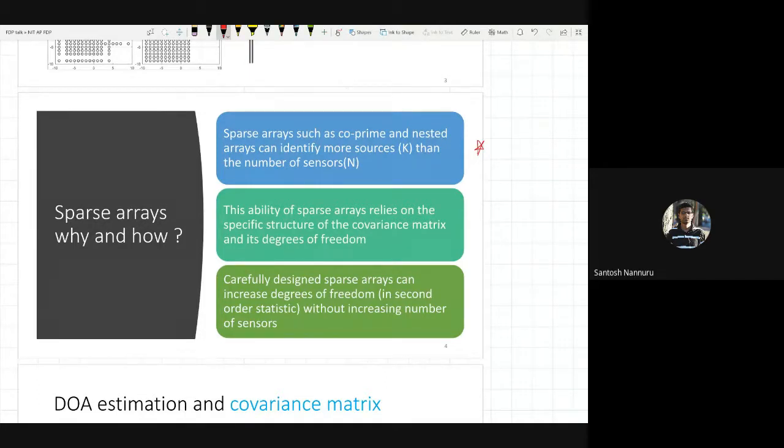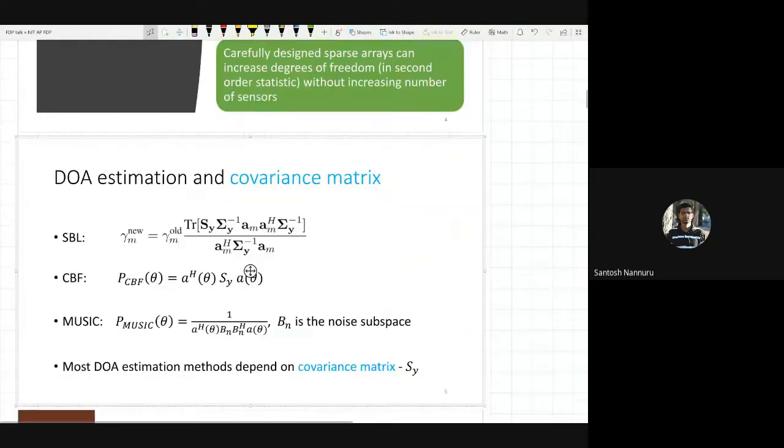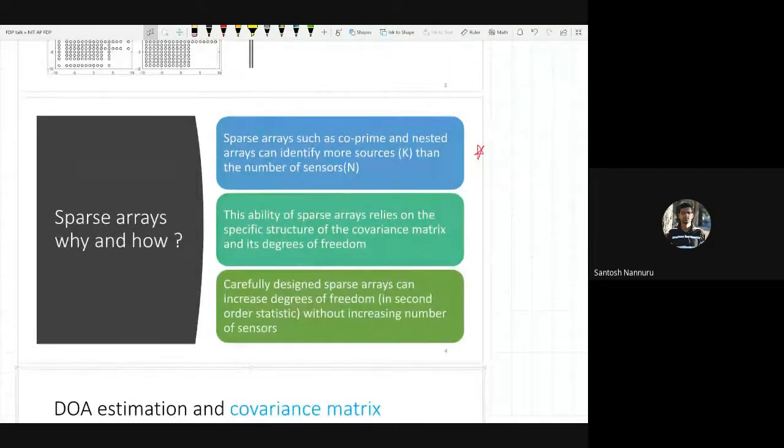How this sparse array is able to do this basically relies on the structure of the covariance matrix. So the covariance matrix becomes important here. What are the entries of the covariance matrix? We look at that, and how many degrees of freedom it has. Degrees of freedom is a very generic word. It's used in different contexts, so we'll use it in a certain context. And the point is, carefully designed sparse arrays can increase your degrees of freedom without increasing the number of sensors, and that's what we are doing.